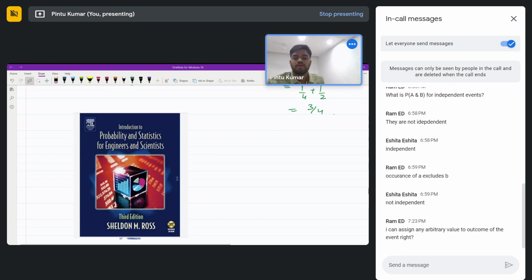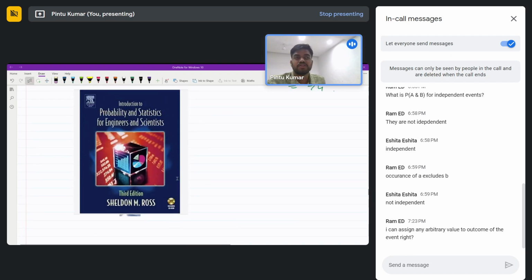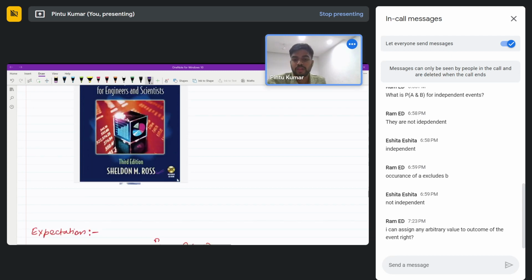Okay. So you can refer to this book, whoever is interested. The author is Sheldon Ross. This is a very common book.